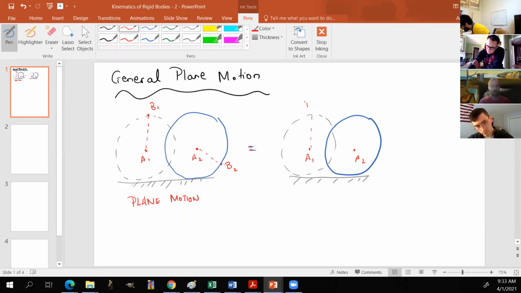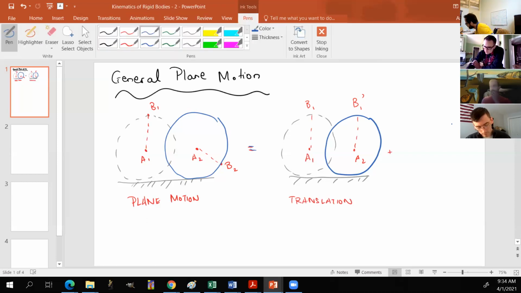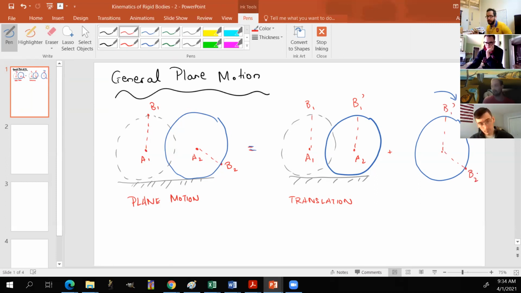And we can also say that B1 moves to this position, B1 prime, and this is the translation aspect, right? And then you can look at the rotation, which basically moves B1 prime to B2. So due to the rotation of this guy, you'll see that B1 prime moves to its original position, B2. So what we've done here is we've basically broken up this plane motion into translation and rotation. So that's the concept of how you want to think of general plane motion, right?